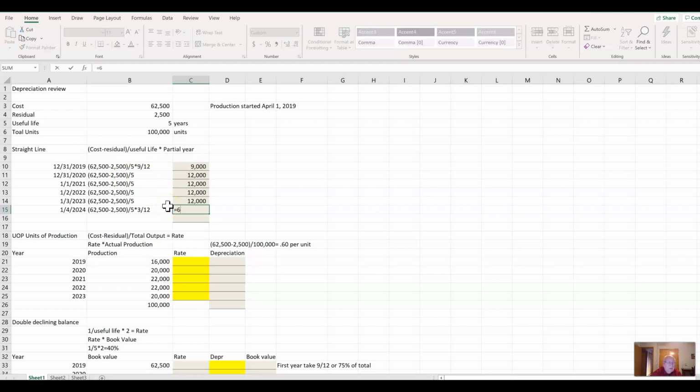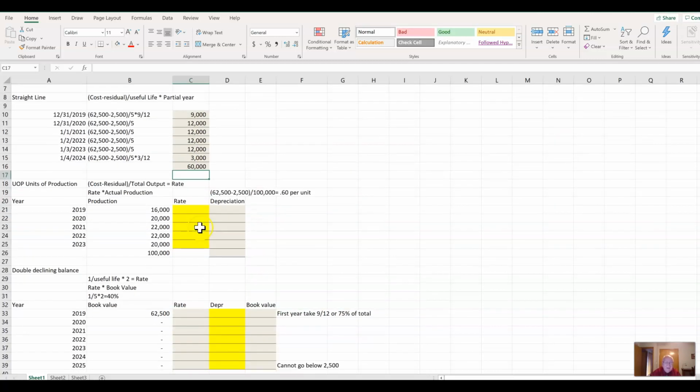So we have 60,000 divided by 5 times 3/12, or $3,000. And if we add these up, you notice it's $60,000. Okay, that's straight line. And your entry would be depreciation expense and a credit to accumulated depreciation each year for each of these amounts.